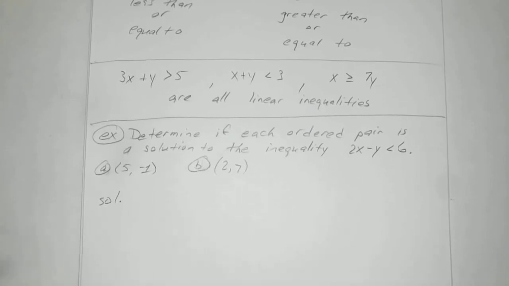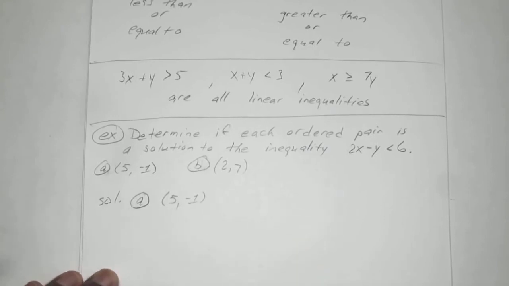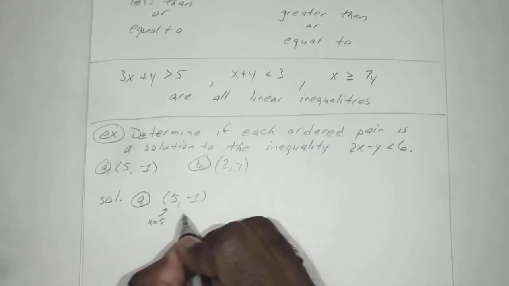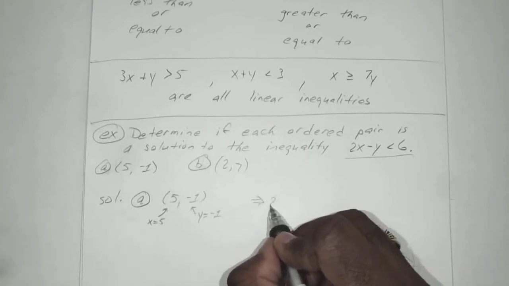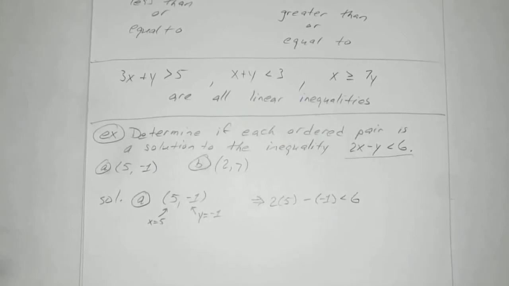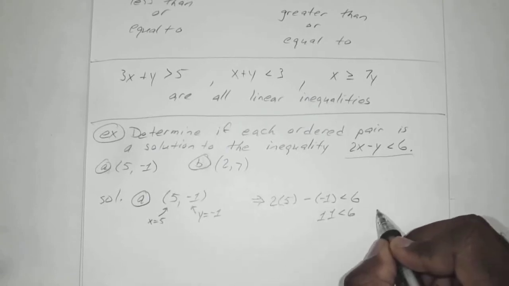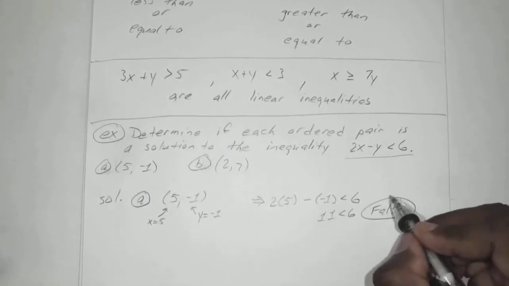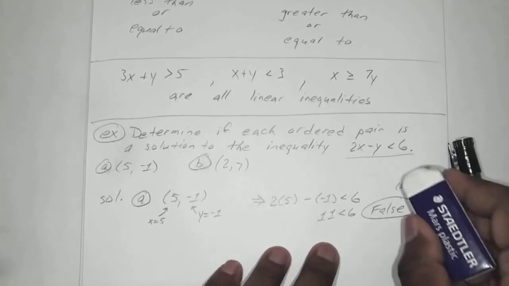Okay, so just like before, you just plug in your x and y and see if it's true. So for A, you have 5, negative 1. That means your x is equal to 5, and your y is equal to negative 1. So just plug it into that one and see if it works. Okay, so you have 2 times 5 minus negative 1 is less than 6. Okay, so you end up with 10 plus 1, so you end up with 11 is less than 6, which is false. Okay, so you know it's not a solution. So 5, negative 1 is not a solution.